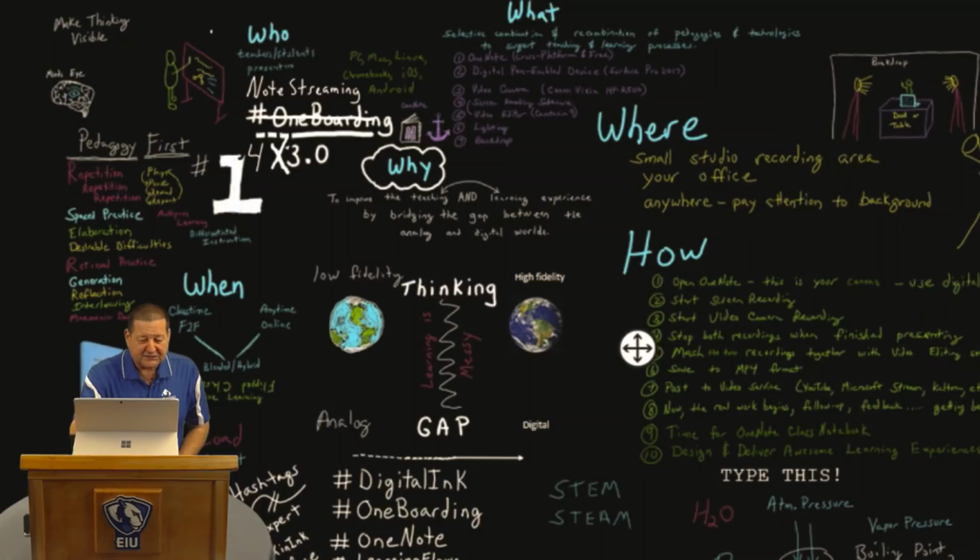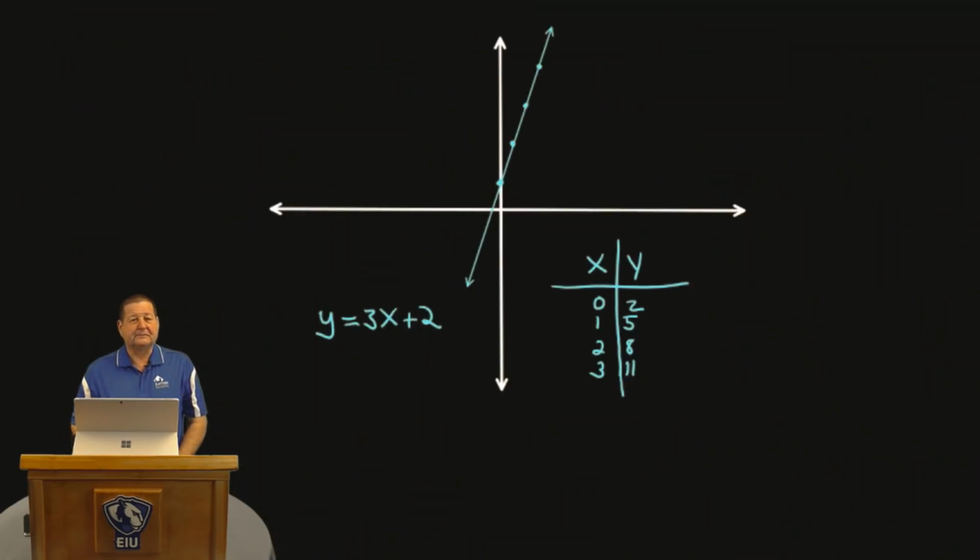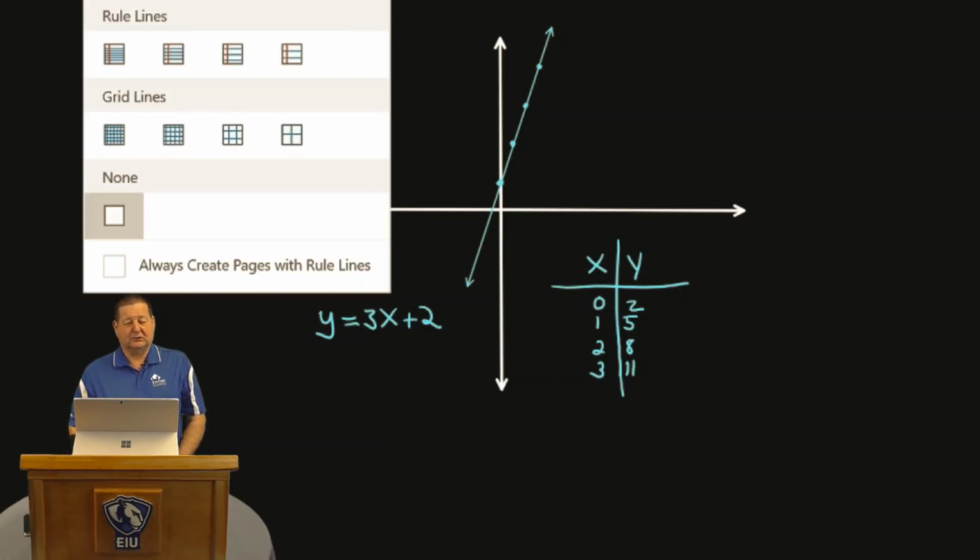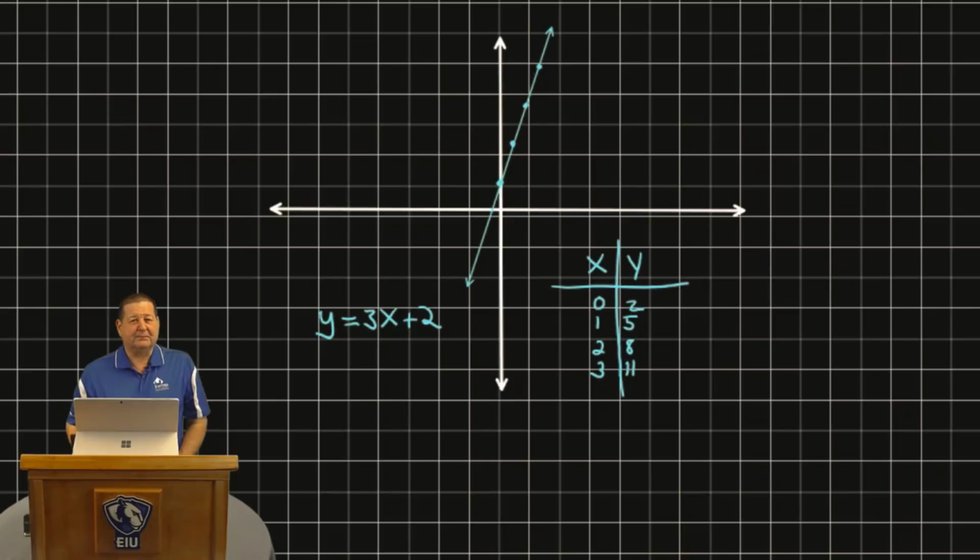So let's just go over a couple of examples here. Here's an example. This is a OneNote page where I was just literally graphing a linear equation. And one of the nice things about OneNote is I can come up here and add some rule lines. So let's just add some grid paper. And if you're a math teacher, you'll certainly appreciate this.